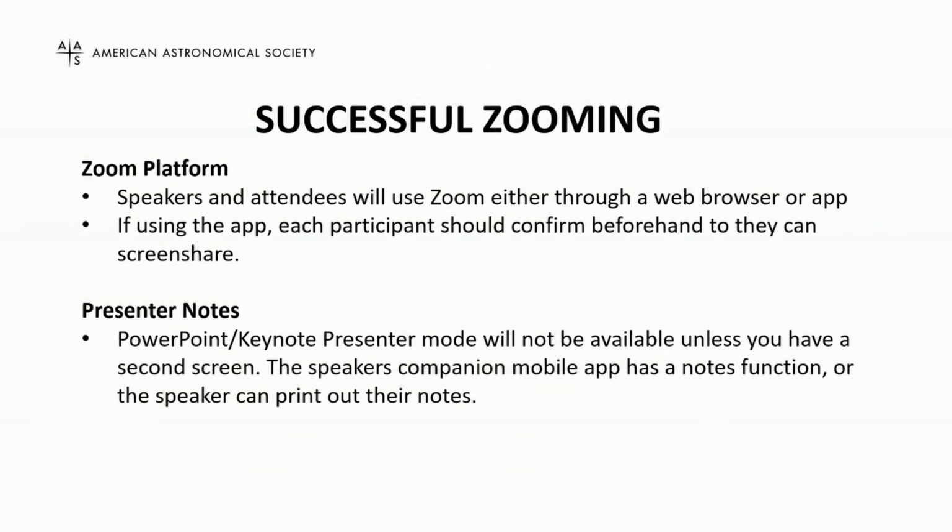Speakers and attendees will join Zoom through either web browser or preferably the Zoom app, and each speaker should confirm that they can screen share before starting. Make sure that they're not stuck in the browse mode. It's important to have just a single slide up at a time when you're running. And if you've got two screens, be sure that the presenter knows which screen they're on and they're actually sharing the correct screen.